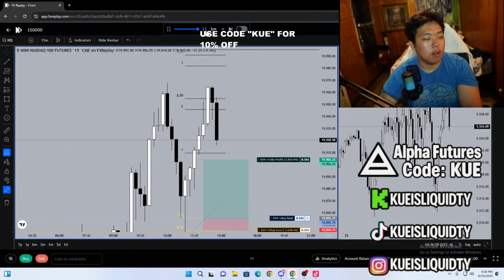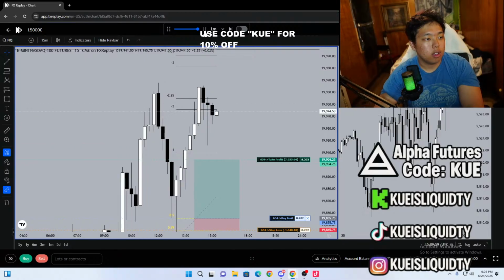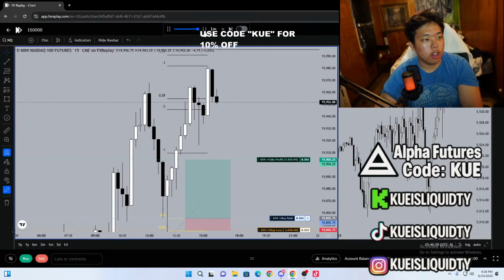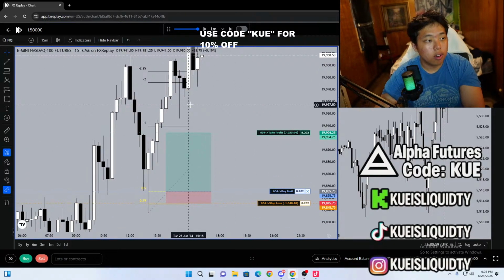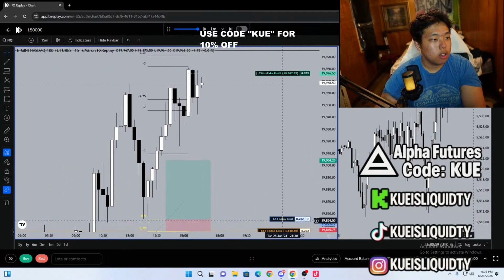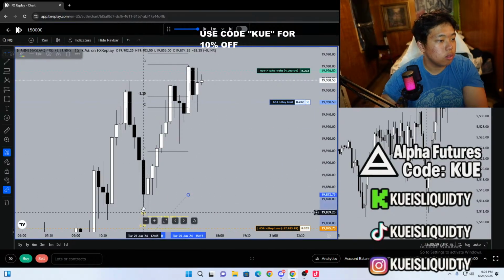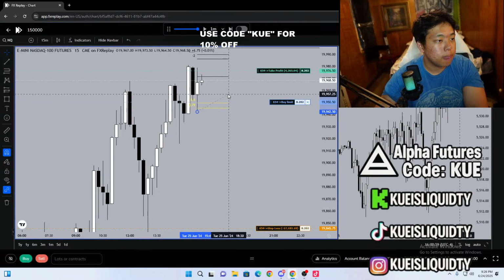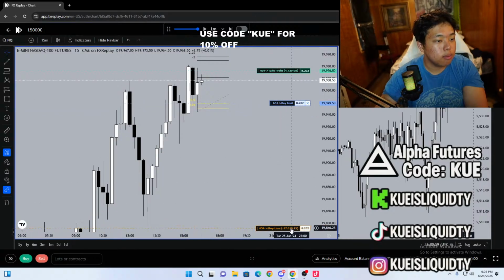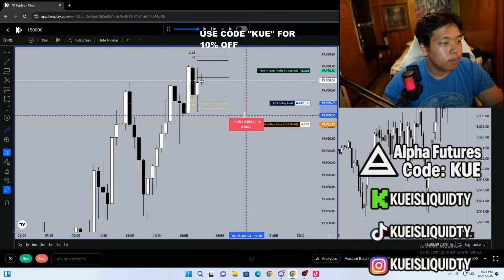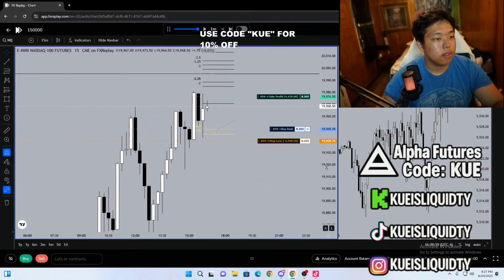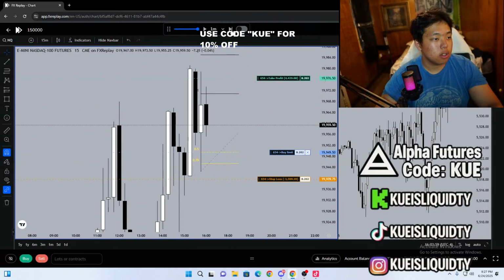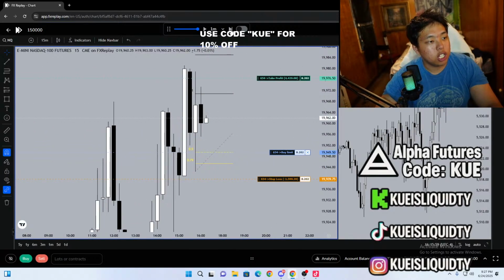Oh, we just dump. Oh, we just pump. I'm gonna wait here and see if we get another rejection block. Okay, perfect, we get another rejection block here. My draw on liquidity hasn't been hit yet. 10-point stop. $939.75. Alright, let's see if we can get tagged at this rejection block here.